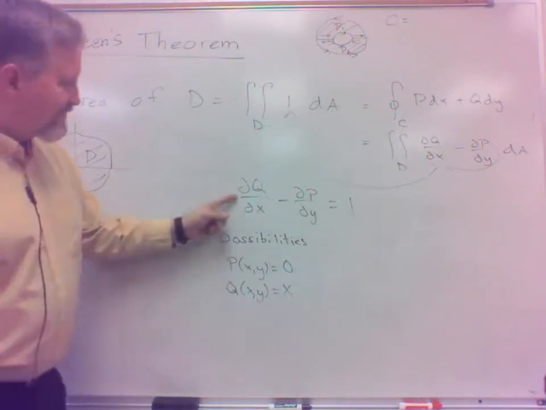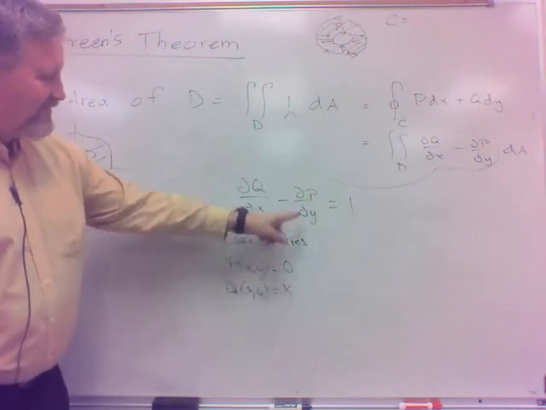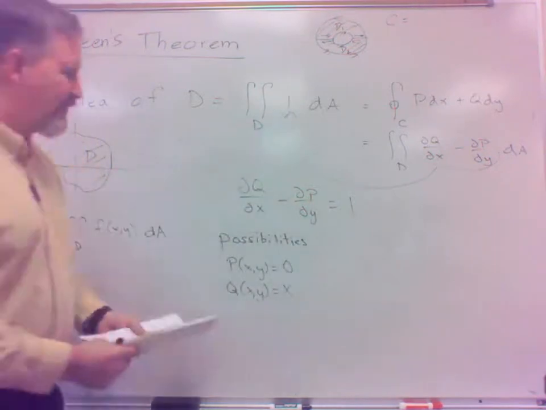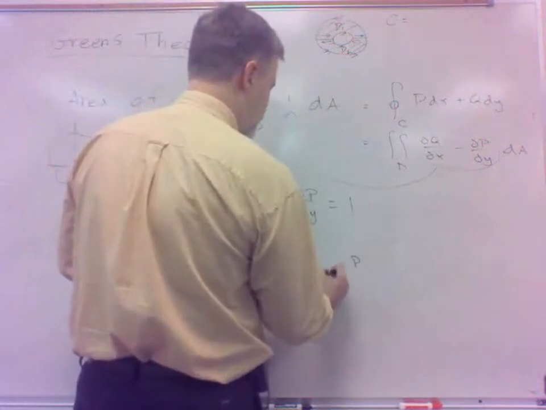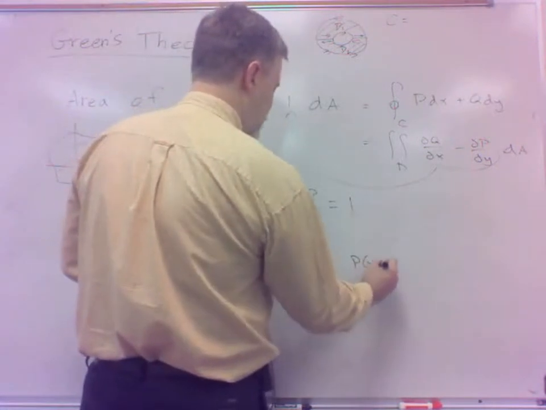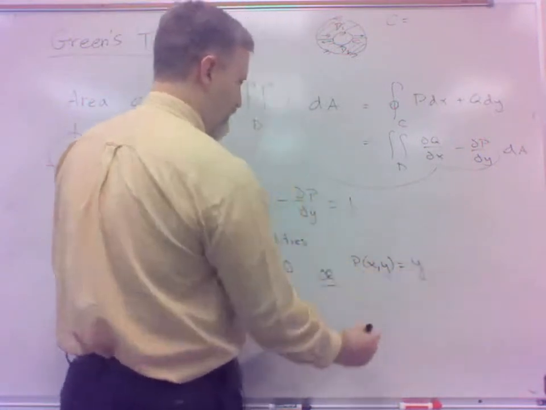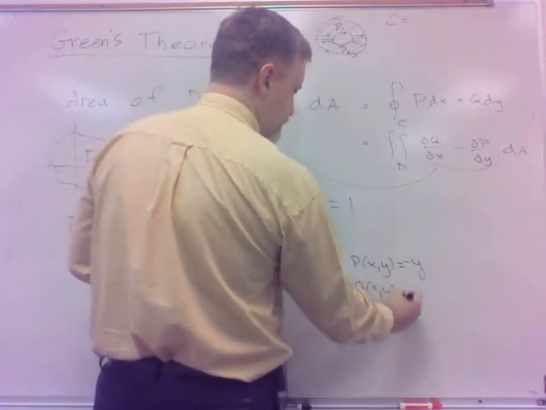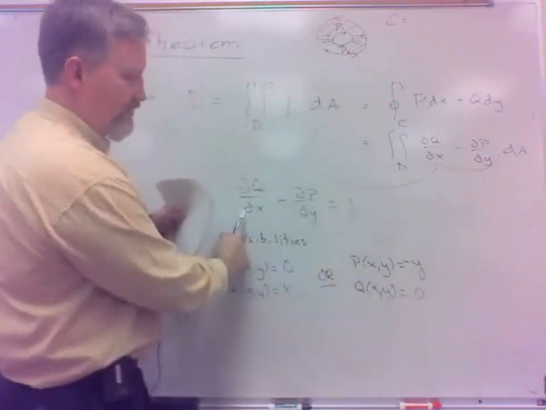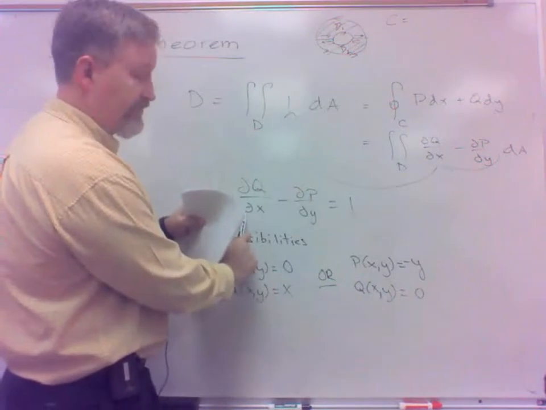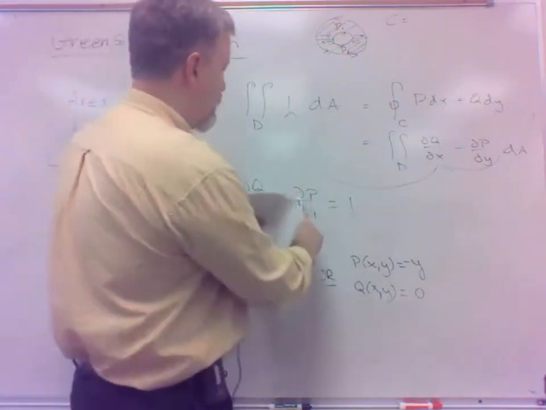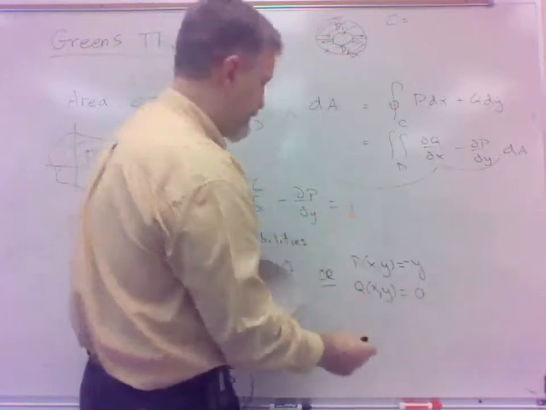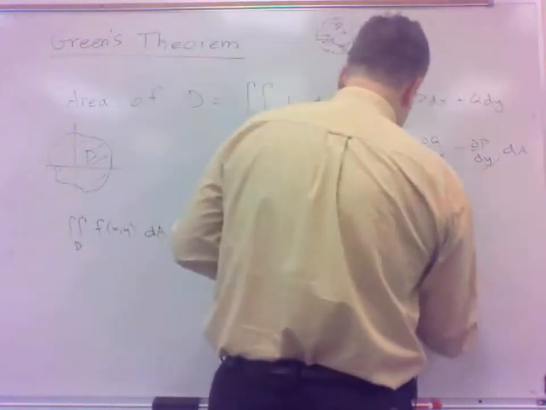Yeah, partial of q with respect to x would be 1. Of course, that would be 0. 1 minus 0 gives you 1. Very simple. We could go the other way then. P of xy could be y, or negative y, and q of xy 0. Because the partial of q with respect to x would be 0 still. The partial of p with respect to y would be negative 1, but we're doing the minus of it. But this one's the one I'm going to use in my next example here.